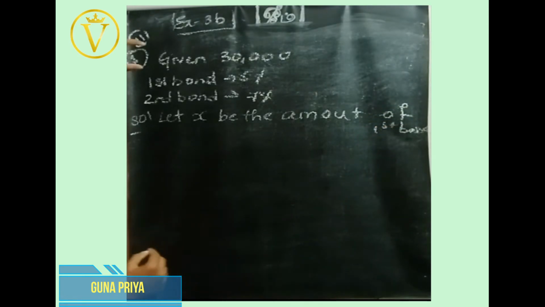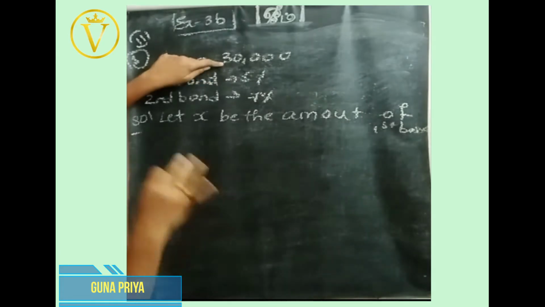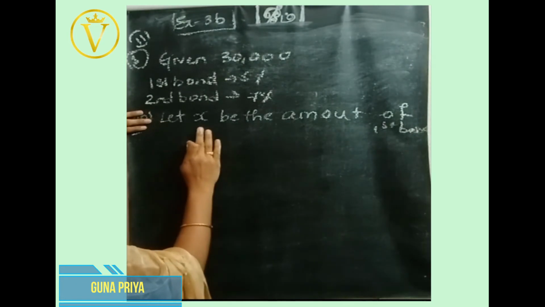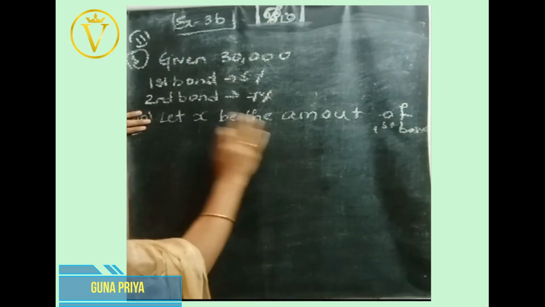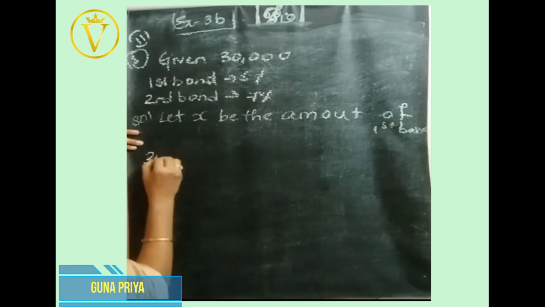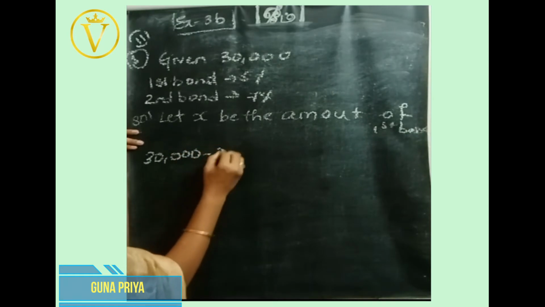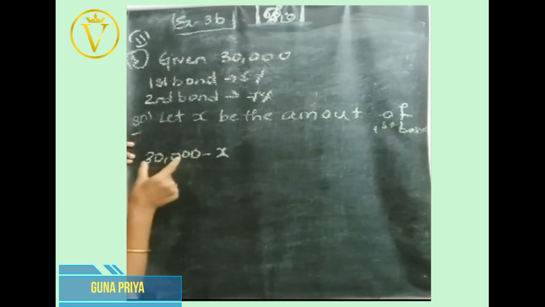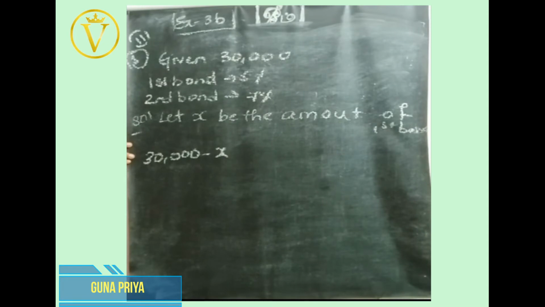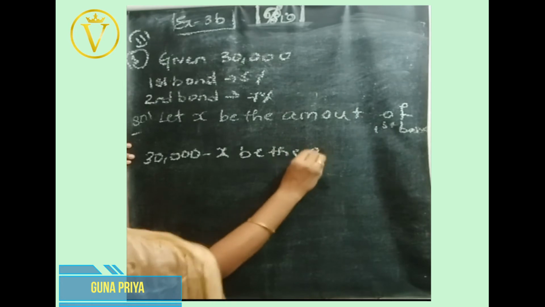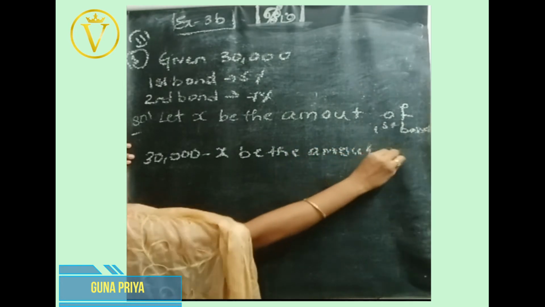Now, what is the total amount? 30,000. Now we know that x is the first bond value. For the second bond value, what will it be? It is 30,000 minus x. If you reduce the first bond value from the total amount, you will get the second bond value. So 30,000 minus x is the amount of the second bond.